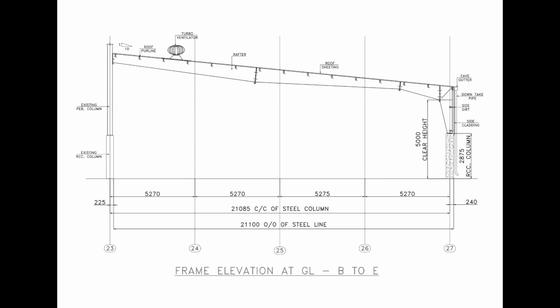At the outer edge, the drawing shows the eave gutter, downtake pipe, side goat, and side cladding. The clear height is shown as 5,000 millimeters near the outer side. This elevation gives us a clear view of the primary transverse framing system of the lean-to building.